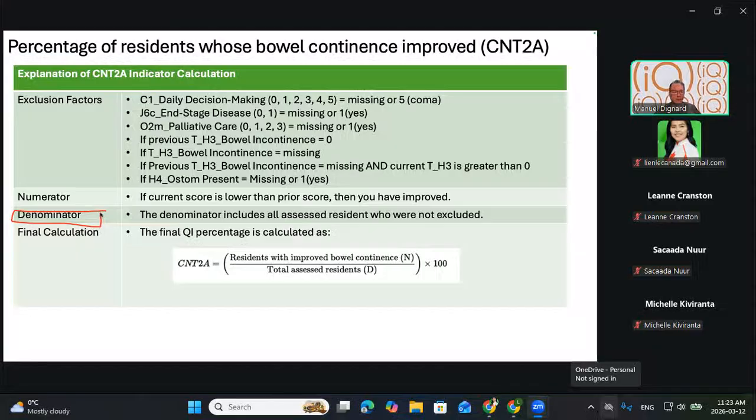So if you don't have an exclusion, then you are part of the calculation. You can trigger this quality indicator. If your current score is lower than the prior score, you've improved. Okay, we're looking for that 0 to 4, right? Temporary value. And this indicator is especially helpful for tracking interventions aimed at bowel management, whether it's diet changes, toilet schedules, medication reviews, or ensuring that they're having a measurable impact over time.